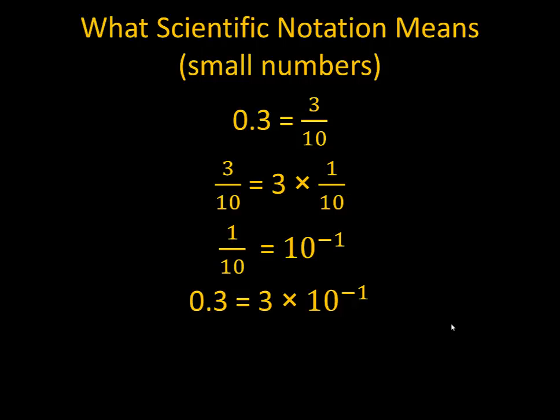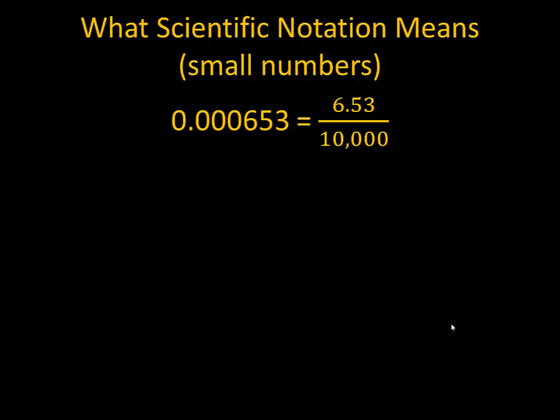Now, we don't usually bother to write numbers like 0.3 in scientific notation, so let's look at a smaller number. Here's one that's much more likely to be written in scientific notation, 0.000653, which is 6.53 over 10,000. That took a little bit of work to get, but it can be written that way anyway.